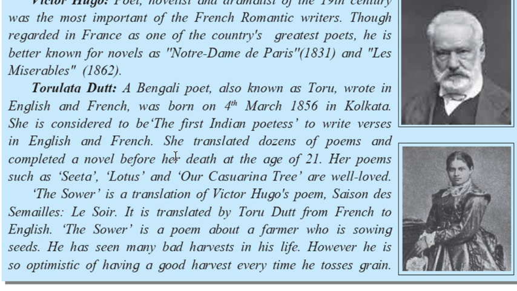Now Toru Dutt was a Bengali poet who wrote in English and French. She has written this poem in English, and she was born on 4th March 1856 in Kolkata. She is considered to be the first Indian poetess to write verses in English and French. So she translated. First of all, that poem had been written in the French language. Then Toru Dutt translated this poem into English.